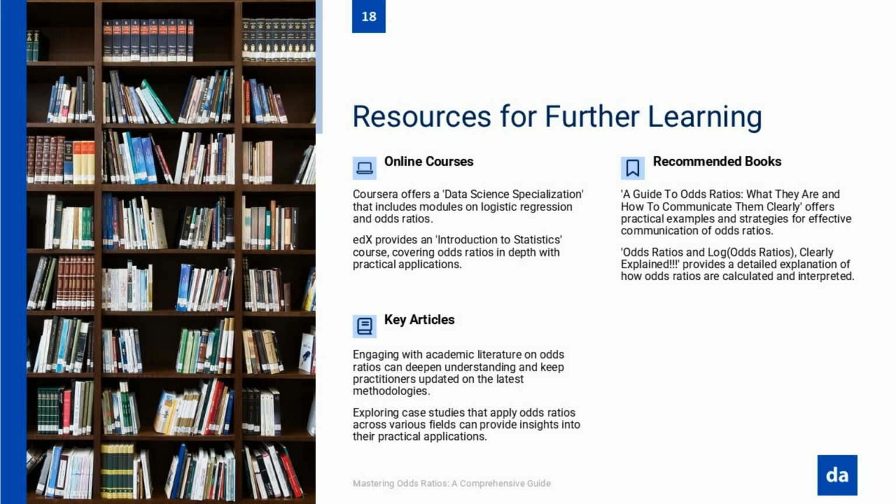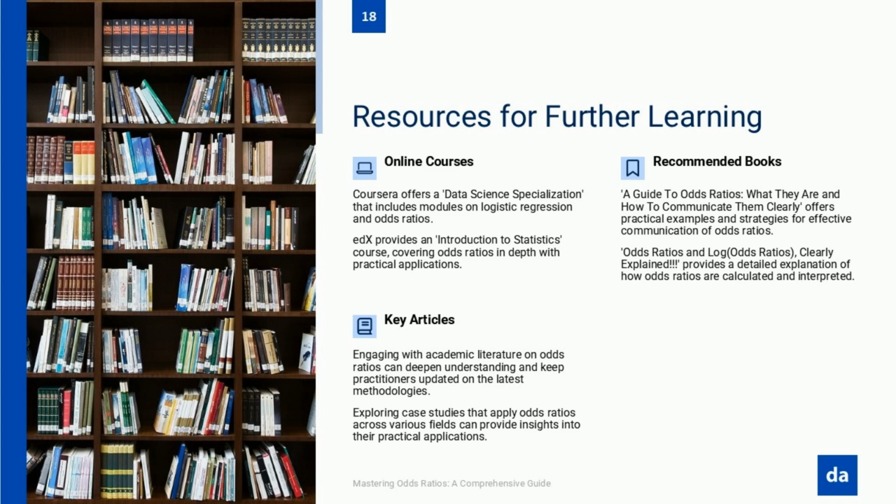When it comes to practical application, having the right tools at your disposal is crucial. Statistical software packages like R and Python offer libraries specifically designed for calculating and interpreting odds ratios. In R, the epitools package provides functions for odds ratio calculations, while the glm function can be used for logistic regression analysis. Python users can turn to the statsmodels library, which offers similar capabilities for logistic regression and odds ratio calculations.